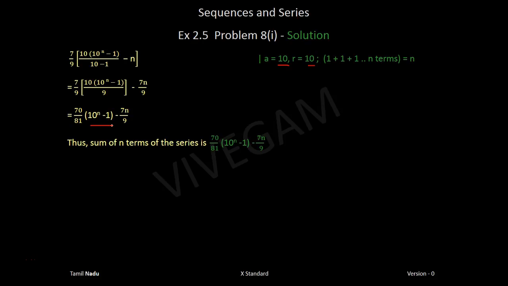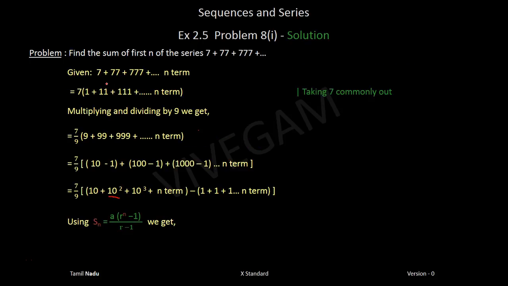So let's repeat. What are we trying to do? First, clearly we have to understand that it is not a geometric progression. We need to convert it into a geometric progression. So 7, 77, 777, you are taking 7 commonly out. It becomes 1, 11, 111. You multiply and divide it by 9. So the denominator 9, we are bringing it out. The numerator 9, we are taking it inside. So it will become 9 into 1, 9 into 11, 9 into 111. So this becomes 9, 99, 999.